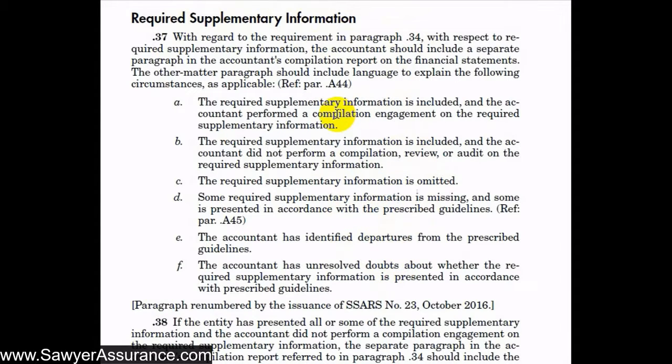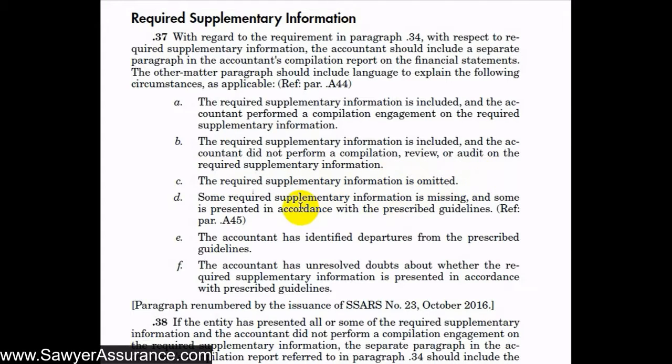So for instance, we might include a statement that says the supplementary information is included and we performed a compilation engagement on the supplementary information. But if we didn't perform a compilation engagement on the supplementary information, then we would say that the supplementary information is included and that we did not perform a compilation, review, or audit on the required supplementary information. And if it turns out that the supplementary information was required by the financial reporting framework, but that management did not include that supplementary information with the financial statements, then we would have to make a statement that says the required supplementary information is omitted.